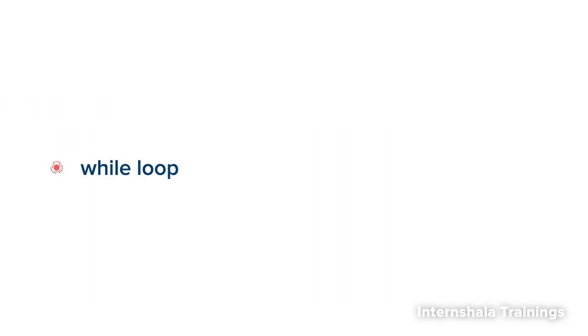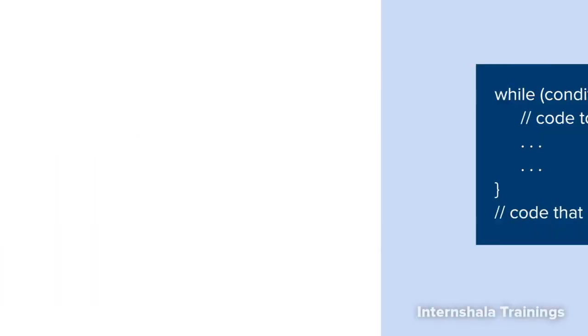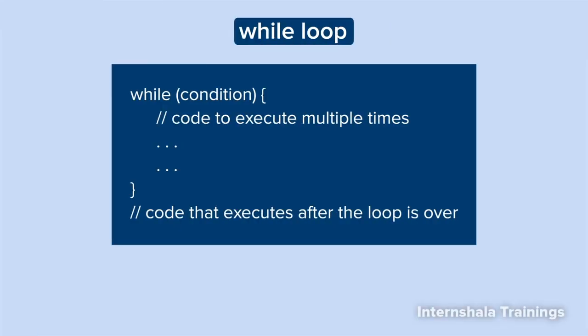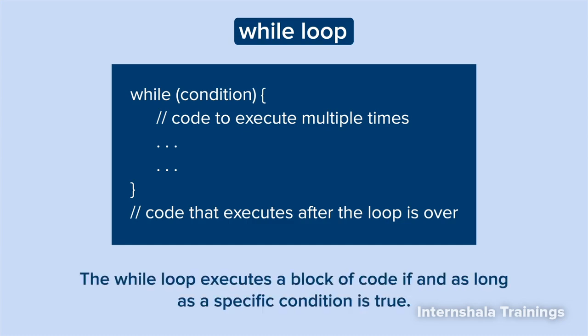Let's begin with the while loop and understand the logic behind its working. Look at this code with the while loop. Along with the while loop, we have this condition, which is mostly a Boolean expression. If the condition is true, the block of code within the curly braces gets executed. Once this code block is executed, the condition is evaluated again. And if the condition is again true, the block of code is executed again. This continues like a loop until the condition evaluates to false, after which the code after the while block gets executed. So, a while loop executes a block of code if and as long as a specific condition is true.